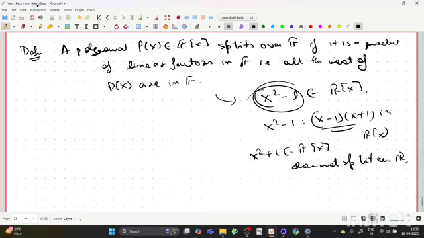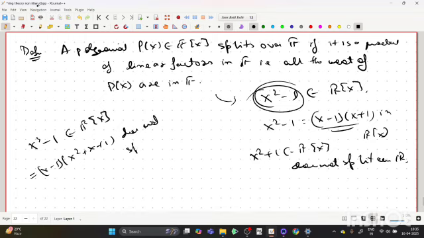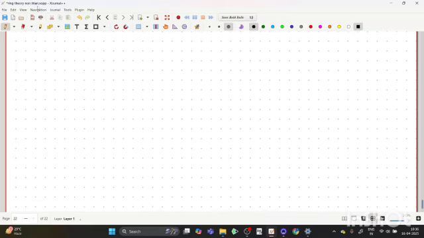For example, x cubed minus 1 is a polynomial in R[x]. But I know that x cubed minus 1 is (x minus 1) times (x squared plus x plus 1). And so it does not split over R, because the roots of this should be omega and omega squared, the non-trivial cube roots of unity. These are not real numbers, so they are not in R. Right? Okay.